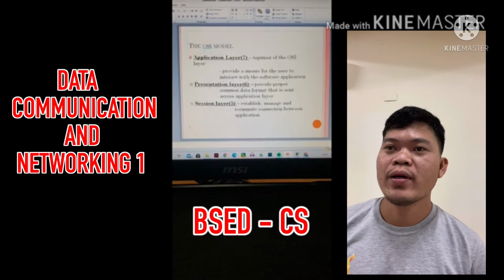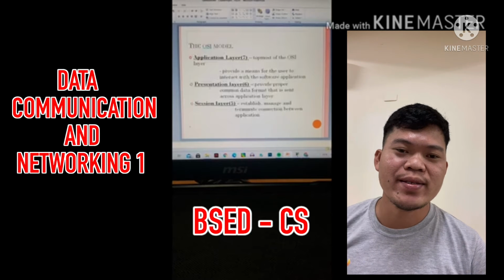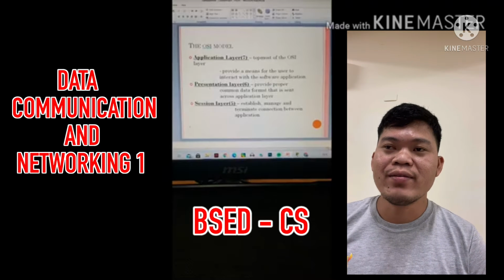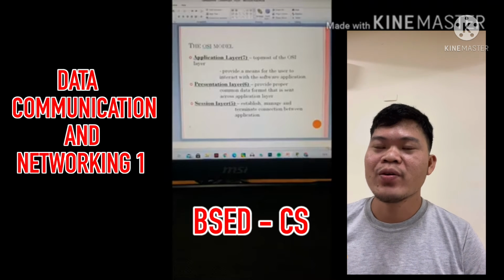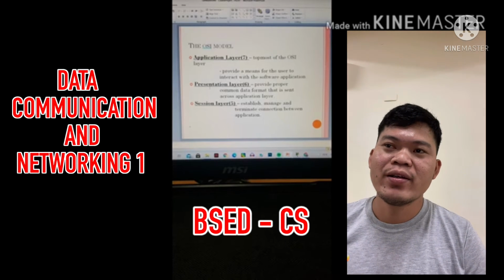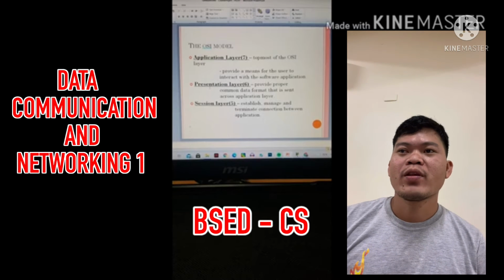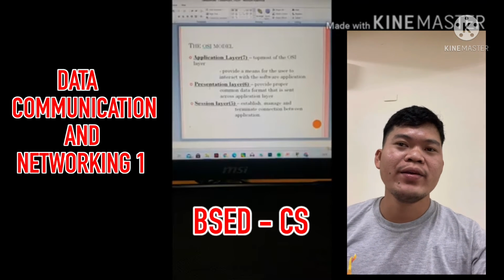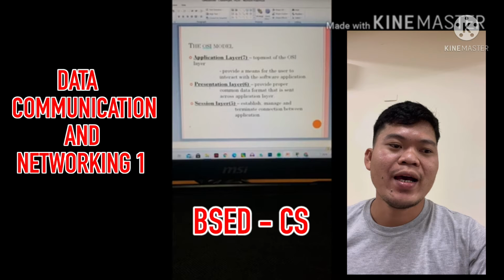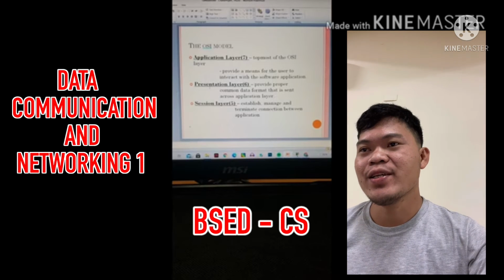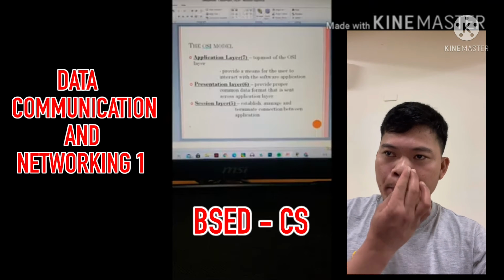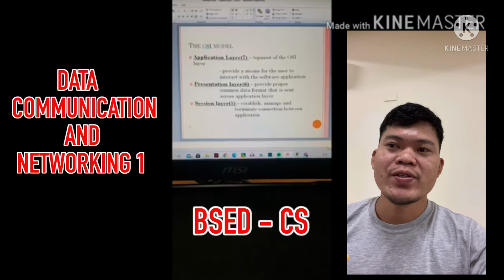Okay, so let's talk about the OSI model. As I said earlier, the OSI model has 7 different layers. The first one, or the 7th layer of the OSI model, is the application layer. It is the topmost of the OSI layers, and it provides a means for the user to interact with the software application. Then we have the presentation layer.